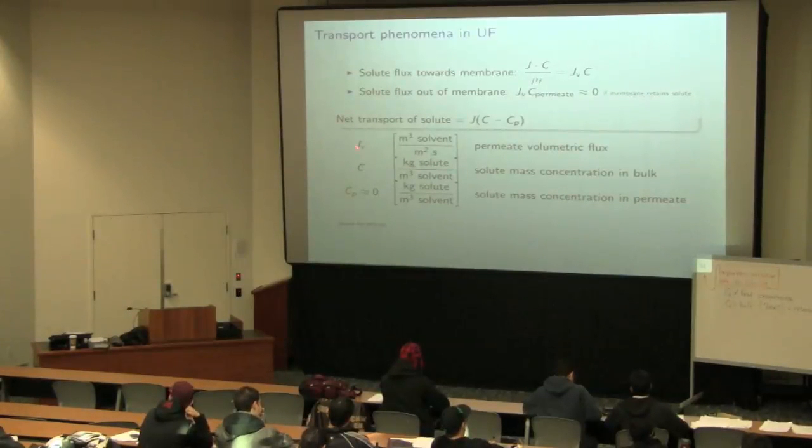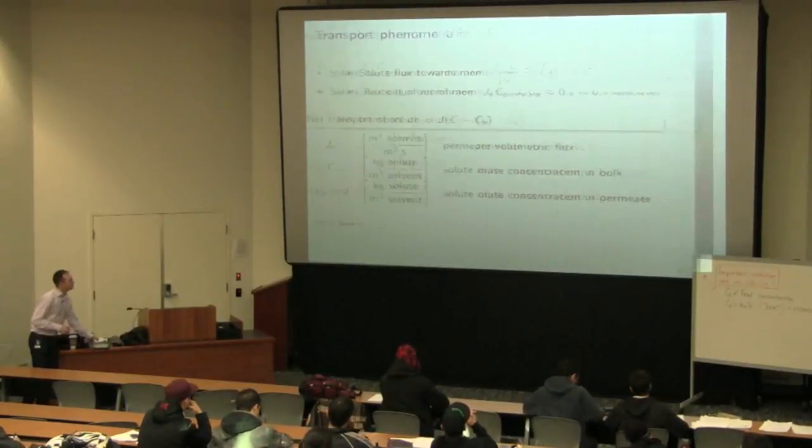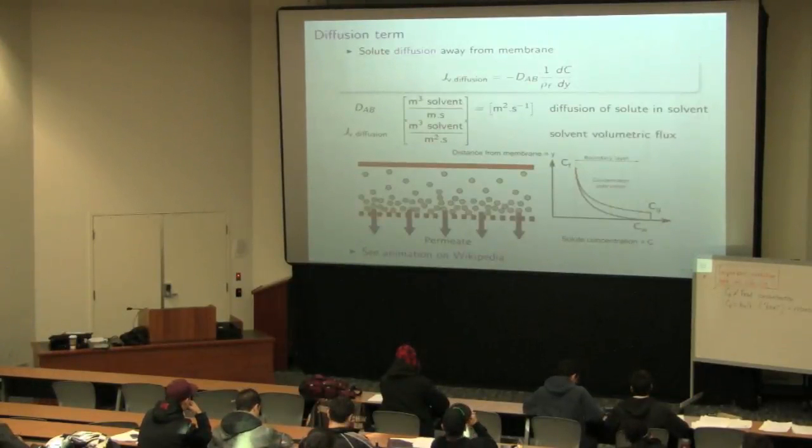If we multiply that by flux J, we essentially get the mass flow of solute towards the membrane. Now let's look at the counteracting effect. We're getting solids going towards the membrane. We've got solids now diffusing away from the membrane according to the standard diffusion equation, where the flux of that solute diffusion is equal to the diffusivity of the solute in the solvent, D subscript AB.